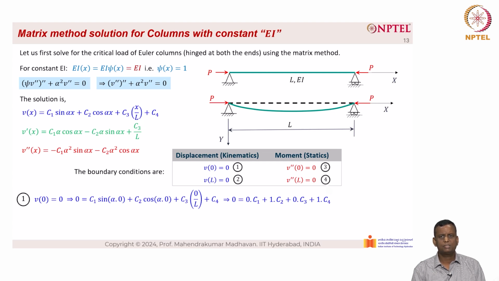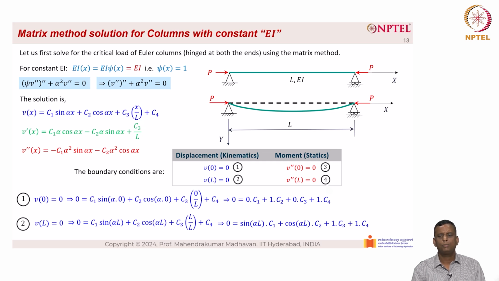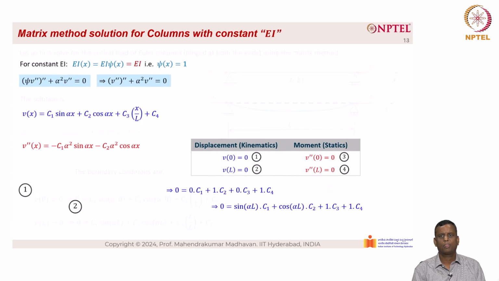The ones with cos actually have the value cos 0 equal to 1, so you have 1 into c2. The fourth constant does not have any coefficient, so c4 becomes 1 into c4. When you apply the second boundary condition, v of L equal to 0, we have 0 equal to c1 into sin alpha L plus c2 into cos alpha L plus c3 into L by L plus c4, which gives rise to the equation 0 equal to sin alpha L into c1 plus cos alpha L into c2 plus 1 into c3, because L by L is 1, plus 1 into c4.